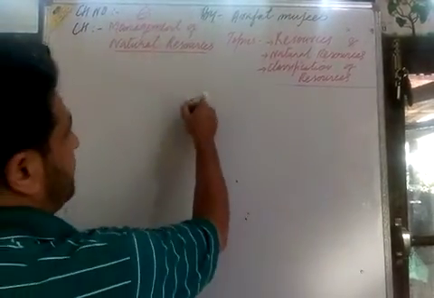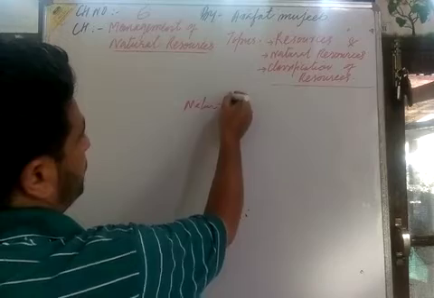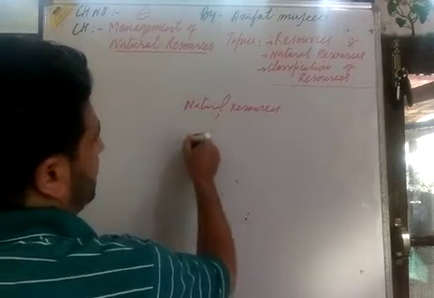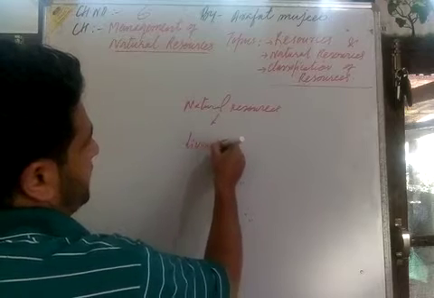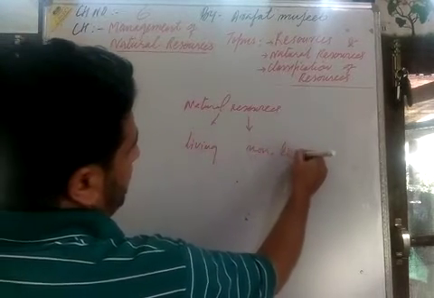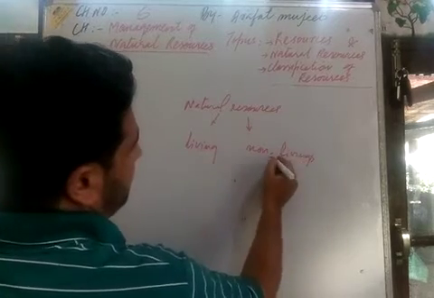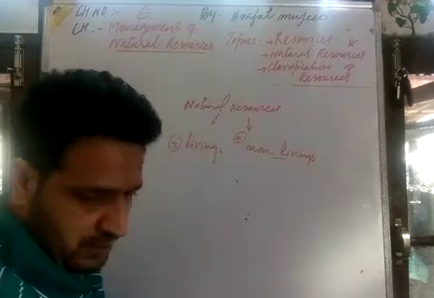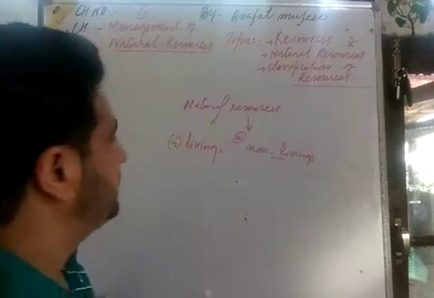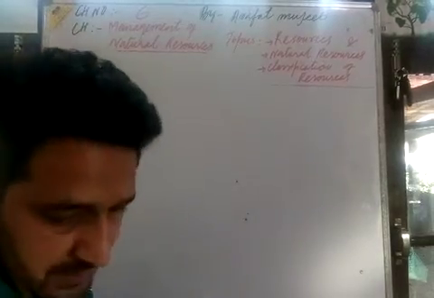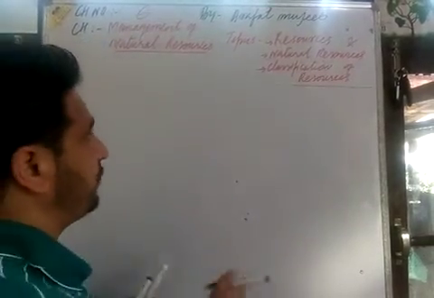Therefore, some natural resources are living, and some natural resources are non-living in condition. Now we are classifying the natural resources on the basis of their abundance and availability on the surface of the earth.